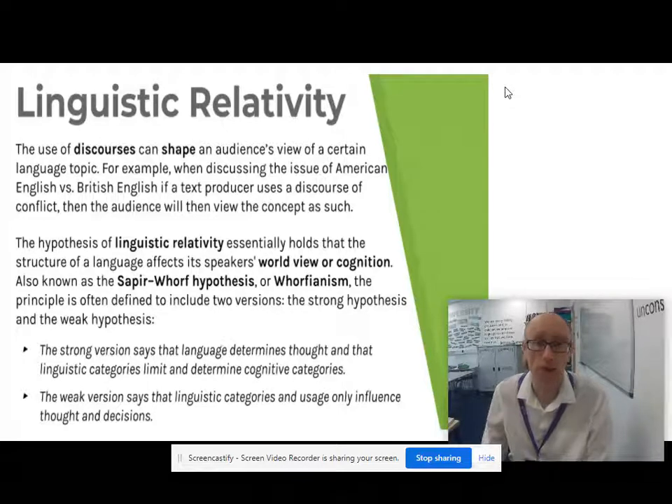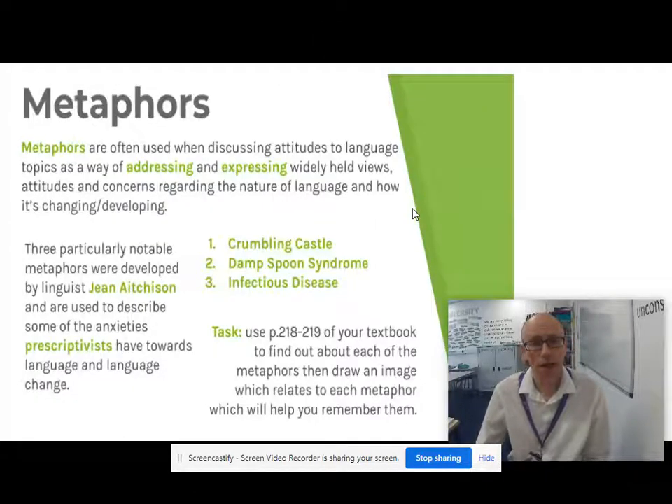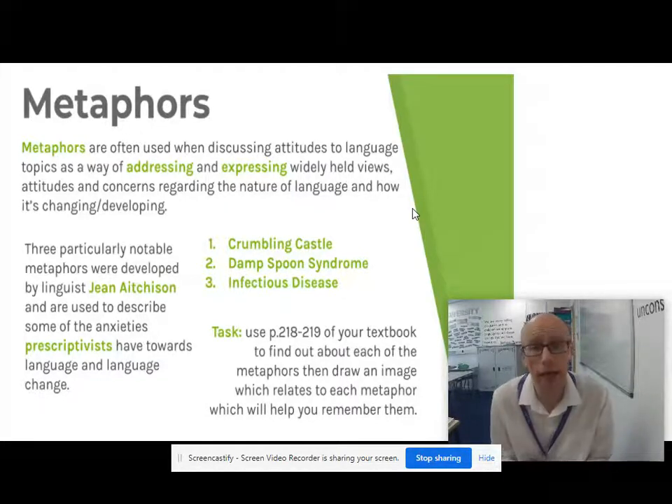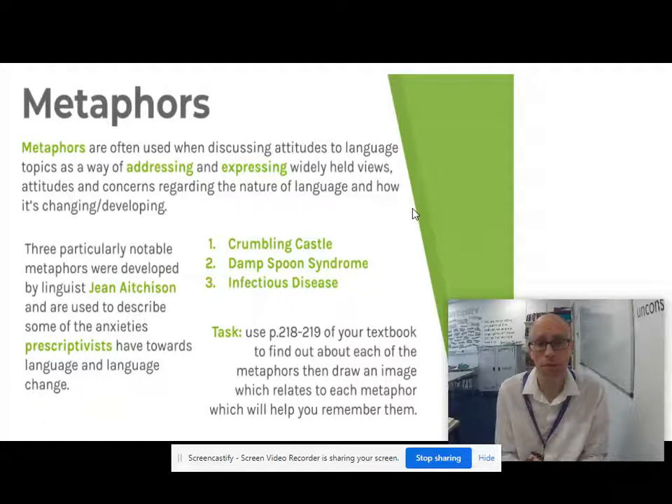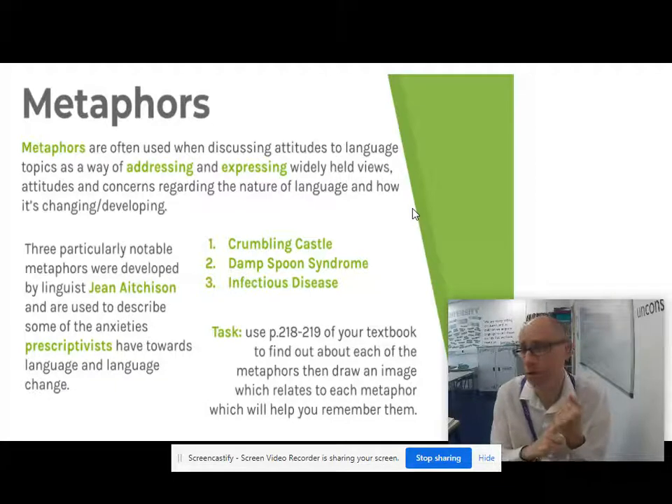Okay, another area to think about when you're reading discourse articles is metaphors. How are these writers using metaphorical, figurative language to shepherd you to think and feel in certain ways? And here, the research done by the linguist Jean Aitchison is particularly useful. What she came up with was 3 metaphors that basically describe some of the anxieties that prescriptivists have towards other people's language. And she called them crumbling castle, damp spoon syndrome, and infectious disease.